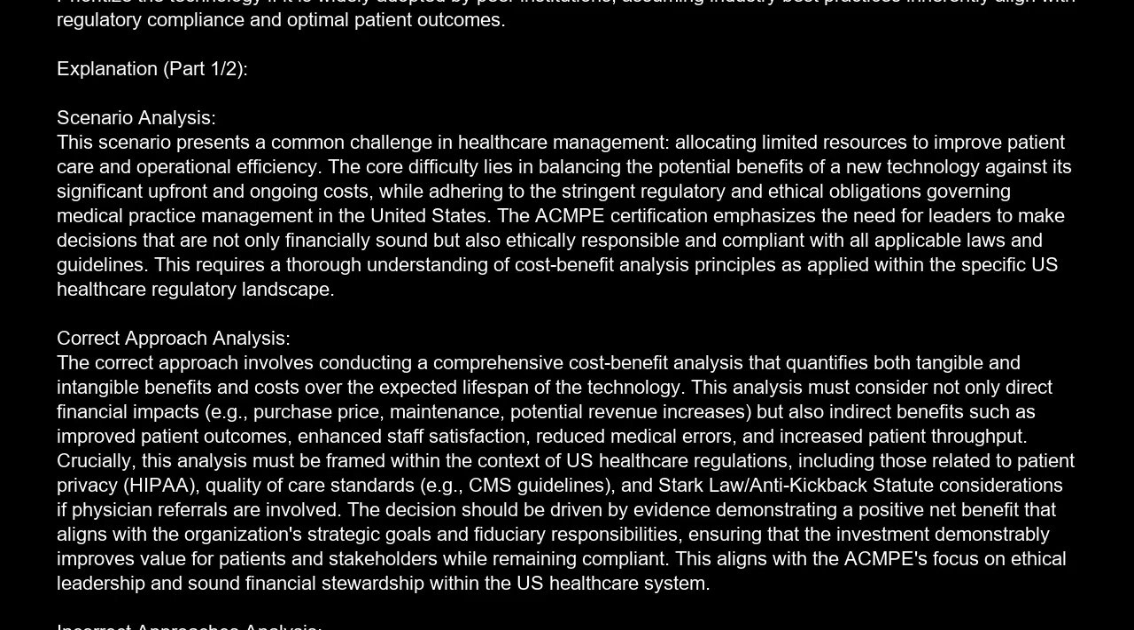The correct answer is D. Prioritize the technology if it is widely adopted by peer institutions, assuming industry best practices inherently align with regulatory compliance and optimal patient outcomes. Explanation.